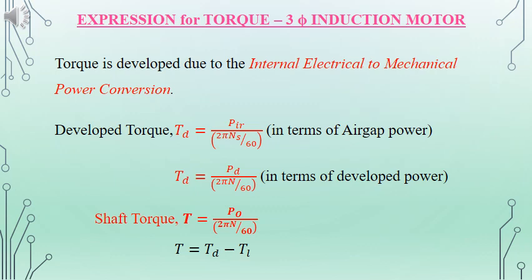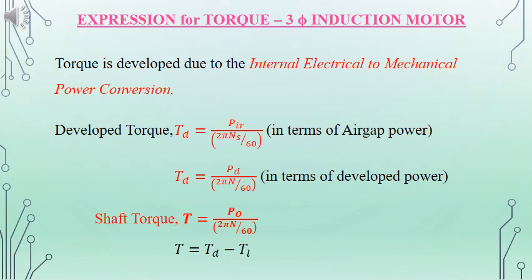If it is written in terms of air gap power, we have to consider the stator rotating magnetic field speed, that is the synchronous speed. And if it is written in terms of developed power, we have to consider the rotor speed n. So we have the equation TD is equal to PIR divided by (2 pi ns divided by 60), and TD is equal to PD divided by (2 pi n divided by 60).